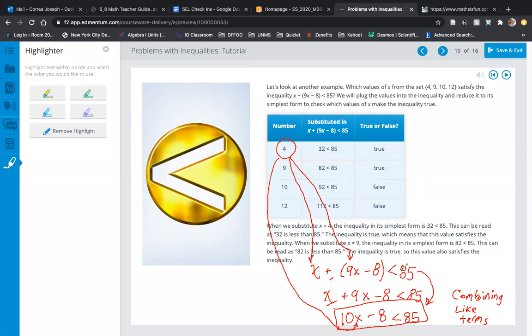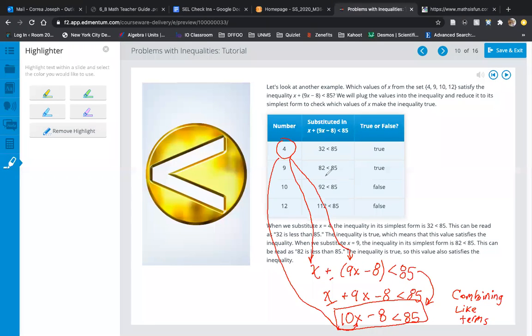But they already did the math for us. They checked these four numbers, 4, 9, 10, and 12. They found that it was true for 4 and 9. But once we got up to 10, it was too big, right? Once we got up to 12, it's too big. So at this point, anything that's bigger than 10 is going to end up failing. Anything that's smaller than 9 should end up working, right?